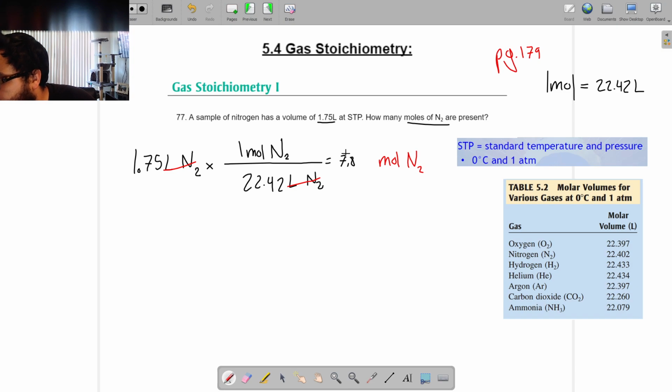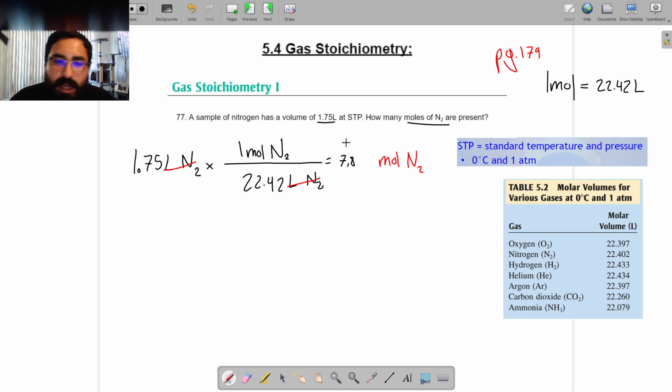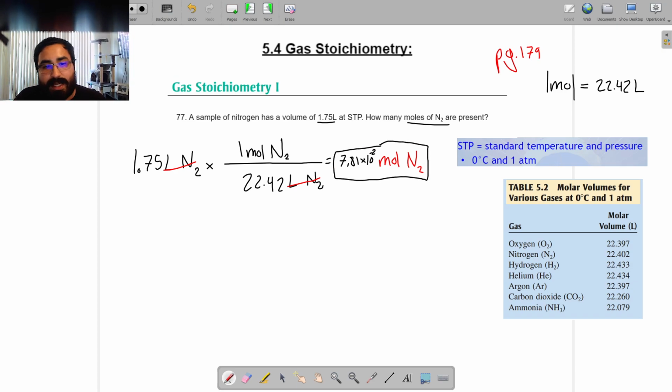And after dividing that it's 7.8. I'm checking the book because I recorded this a while ago, but the audio was messed up, so now I'm getting lazy. 7.81 times 10 to the negative 2. All right, so that right there, that's it.